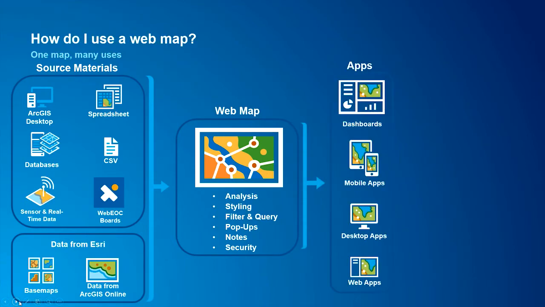So now I can use that web map with a number of commercial off-the-shelf applications from Esri. So these are supported applications that have different missions, perhaps creating situational awareness, providing information to mobile users, allowing editing of data, or embedding maps for other additional content.